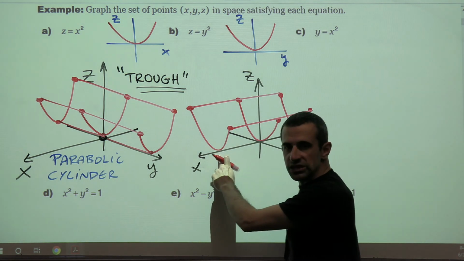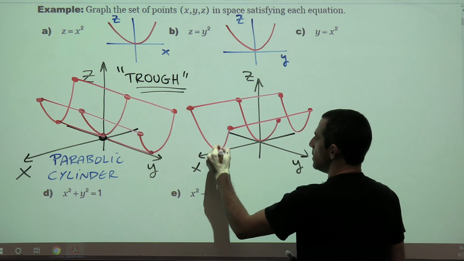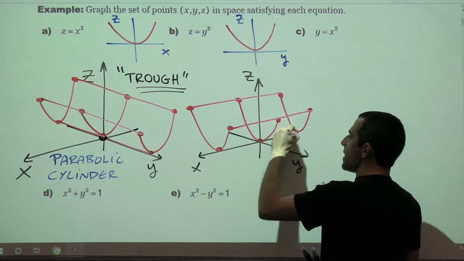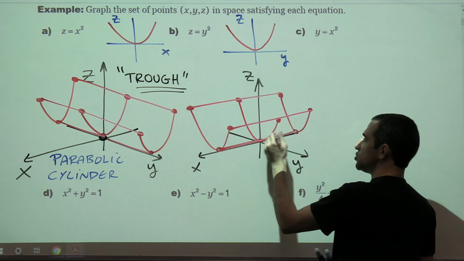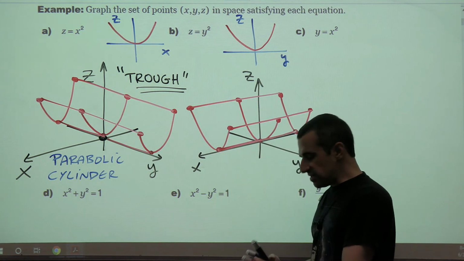And the vertices of these parabolas at the bottom there all lie on a line that is also parallel to the x-axis. That's the bottom of this trough. So again, this is a parabolic cylinder.